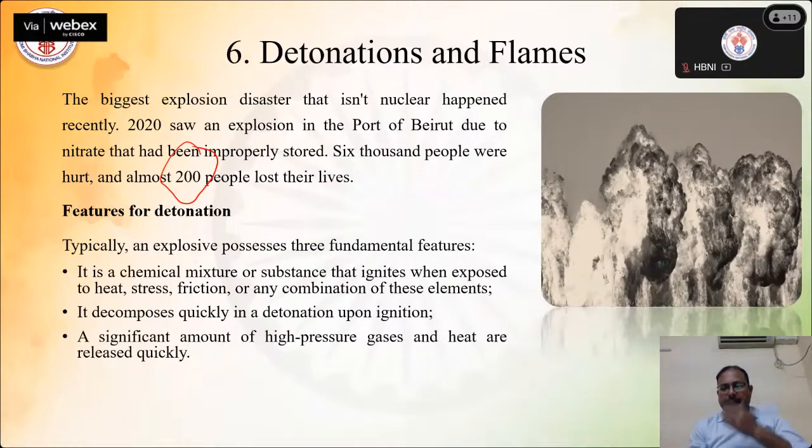The overall case study was that in Beirut, you have heard about this news, in the port of Beirut, a huge amount of nitrate was stored, and it was stored for the past 10 to 15 years, and when it got ignited due to some source, it exploded. And you can see the figure, 6,000 people were hurt and 200 people almost lost their lives. So this is a big problem, because anywhere this type of materials are stored, when they detonate or explode, it can be a big problem for the nearby communities.